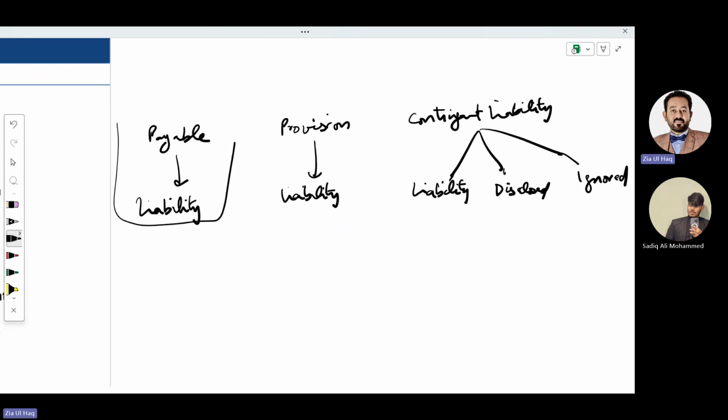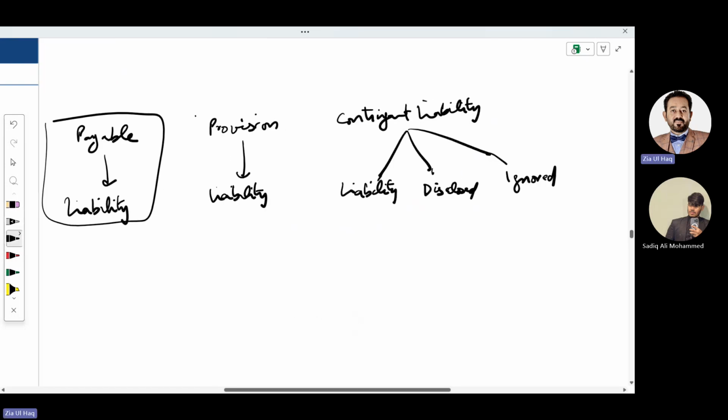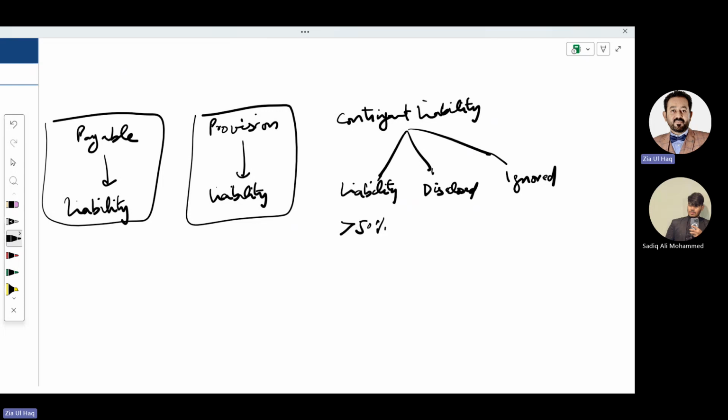Payable is always recorded as a liability. Provision, if meeting three conditions, will be recorded as a liability. And contingent liability, if the chances of payment are greater than 50%, will be recorded as a liability. If chances are less than 50%, meaning possibility rather than probability, in that case, it will be disclosed. And if chances are less than 5%, it should be ignored, meaning do nothing.